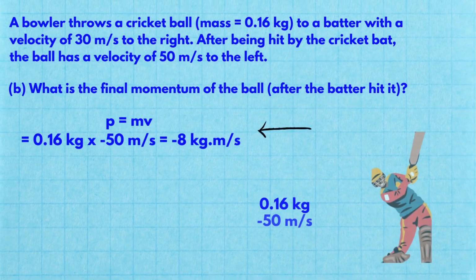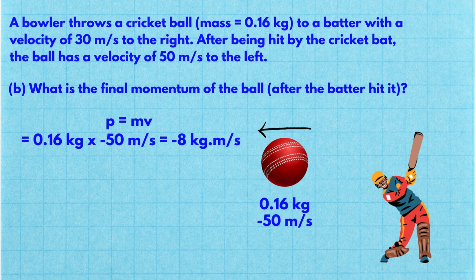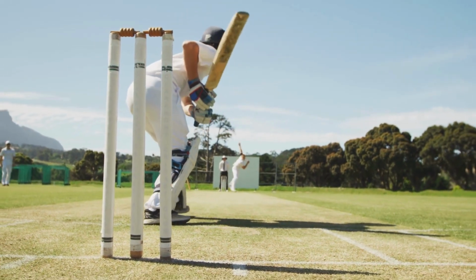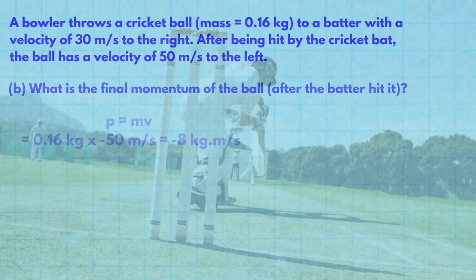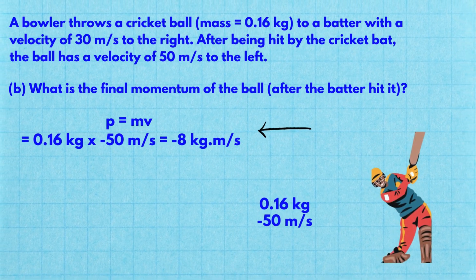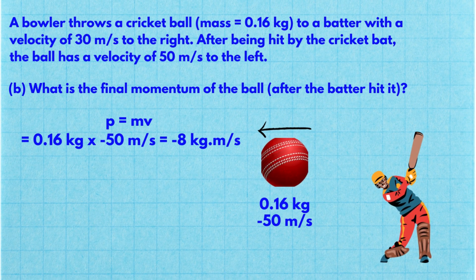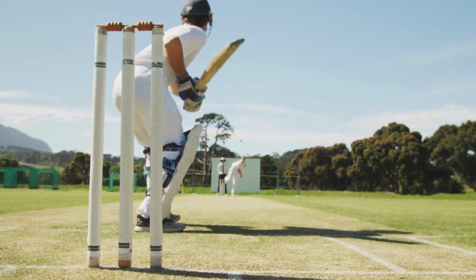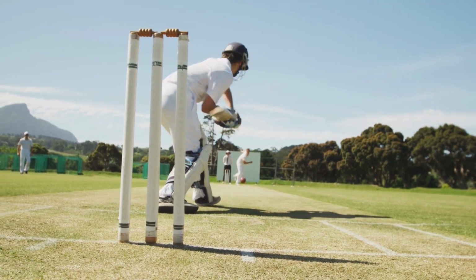Question B says, what is the final momentum of the ball after the batter hit it? You just watched a video clip of the batter hitting it, so you can visualize the situation. So in this case, we need to look at the ball going the other way, which means its velocity is negative. Do not forget that. The negative sign is super important. So the momentum is going to be the mass of the cricket ball, which still is the same thing, times negative 50 meters per second, which equals negative 8 kilogram meter per second.